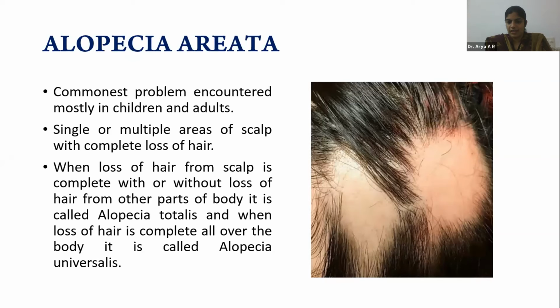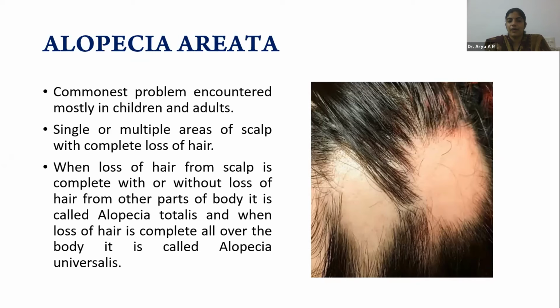Next one is alopecia areata. This is the second. This is a problem faced by both children and adults. Okay. You could see this condition in children and also in adults. You could see patches of hair loss in the scalp, one or multiple areas where the hair is lost, and patchy scales on the scalp.